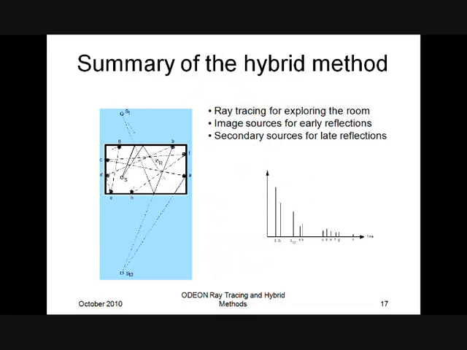The hybrid methods can be summarized like this. First, ray tracing is used for exploring the room. Image sources are used for the early reflections, and secondary sources are used for the late reflections.